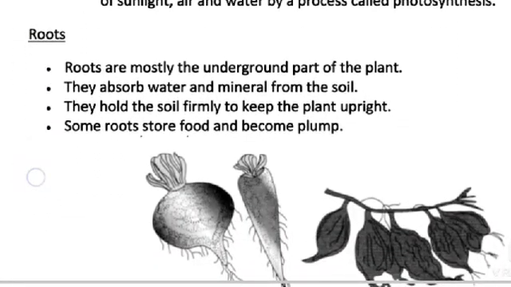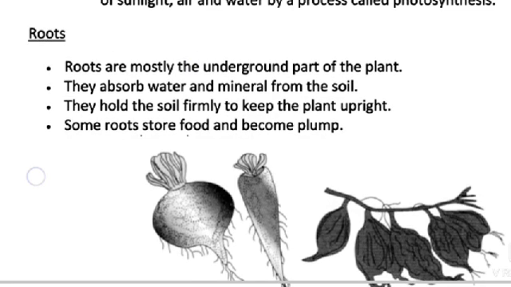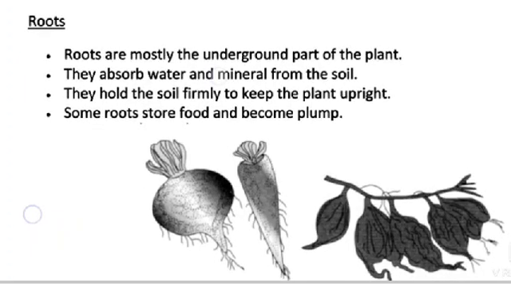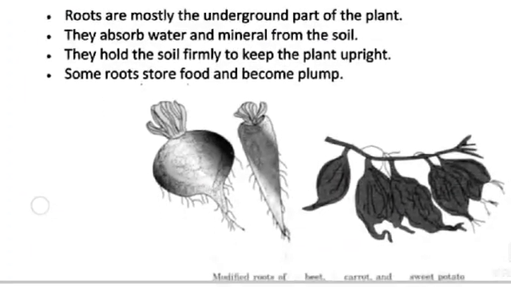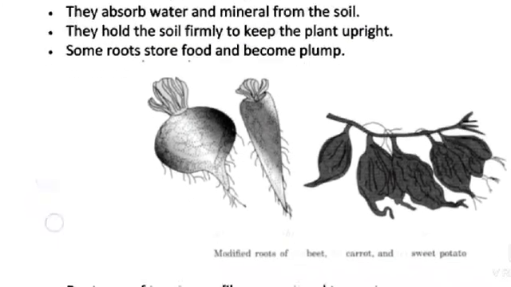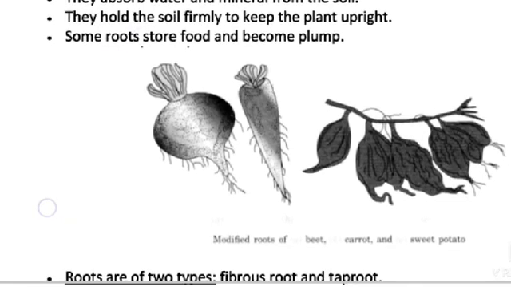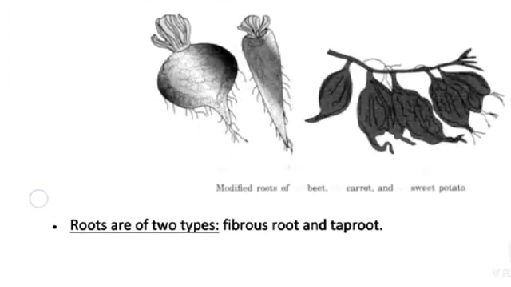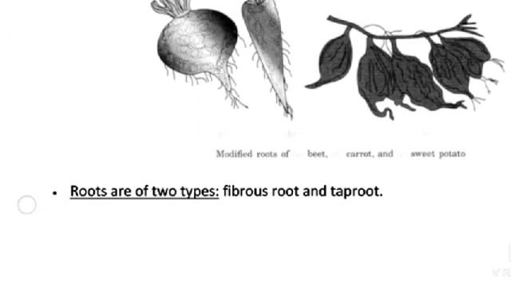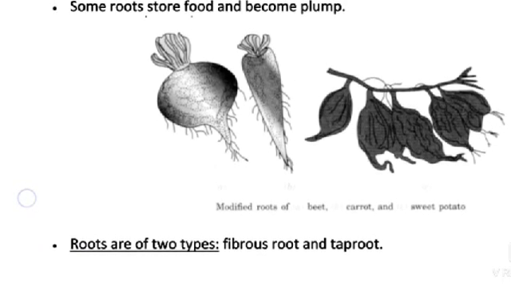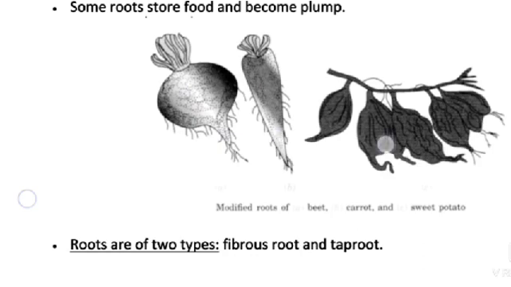Roots. Roots are mostly the underground part of the plant. They absorb water and minerals from the soil. They hold the soil firmly to keep the plant upright. Some roots store food and become pulpy. For example, the modification of root in beetroot, carrot and sweet potato.